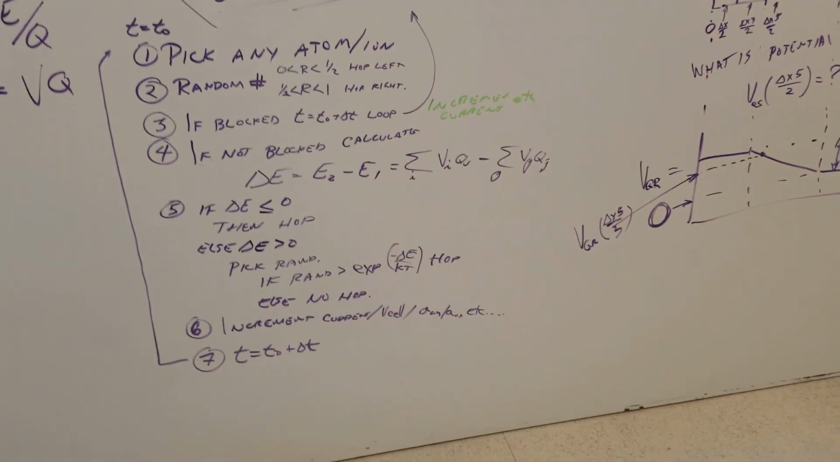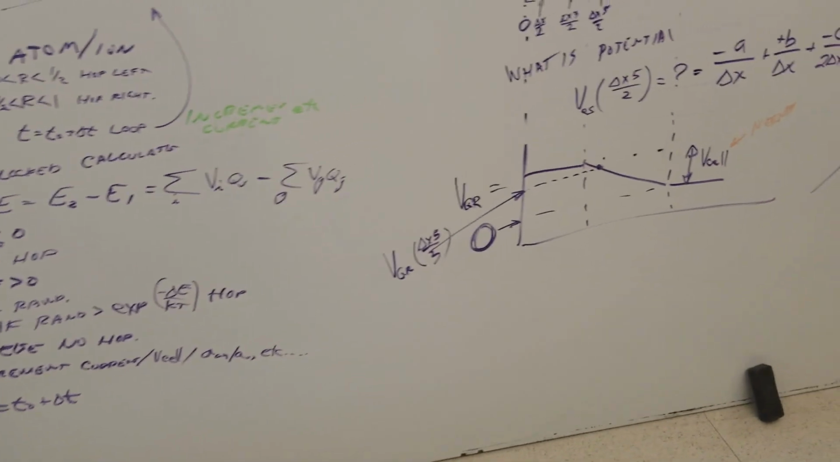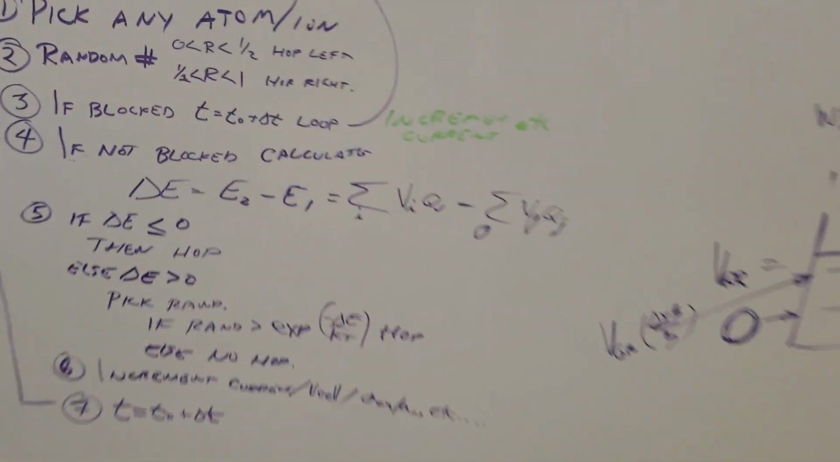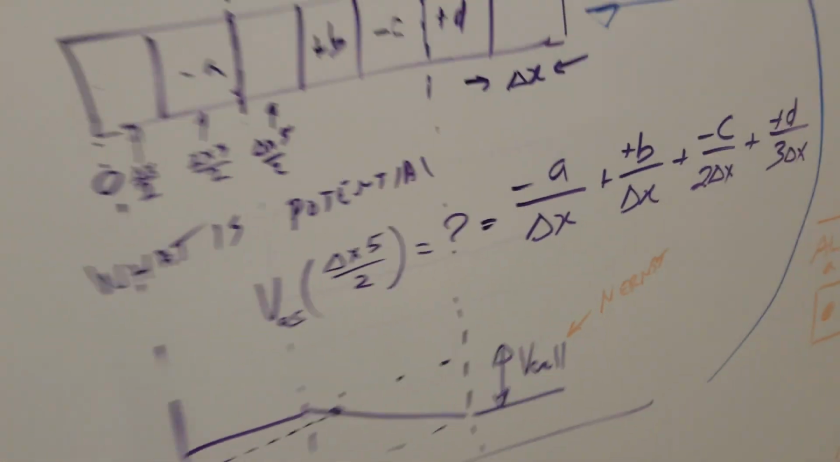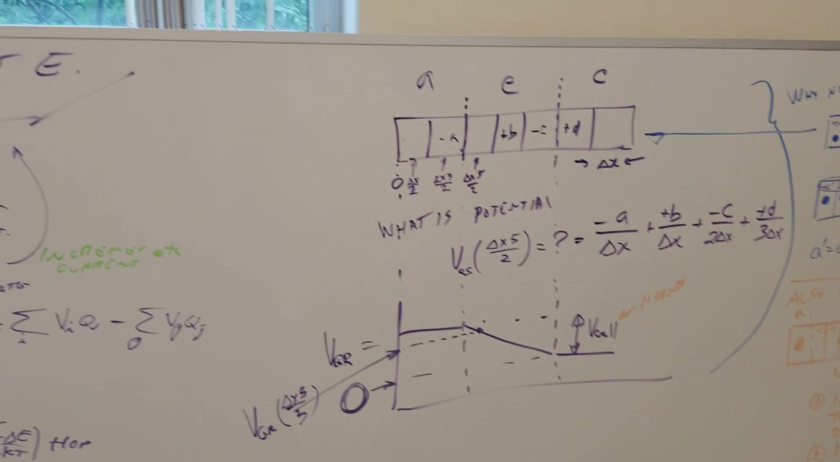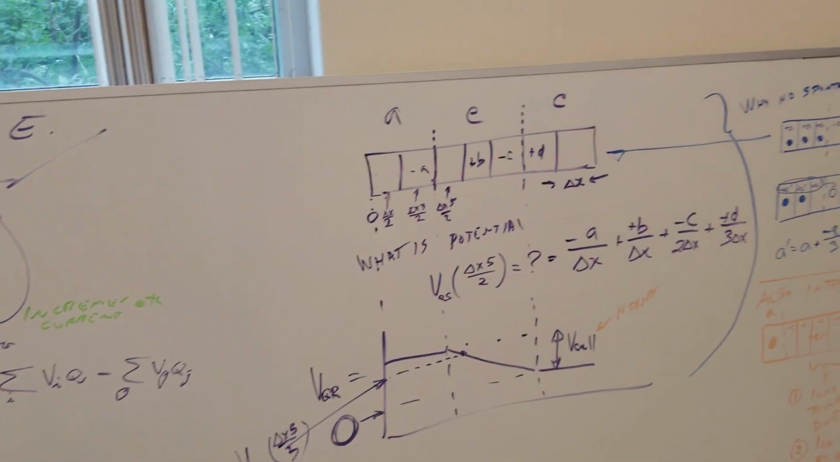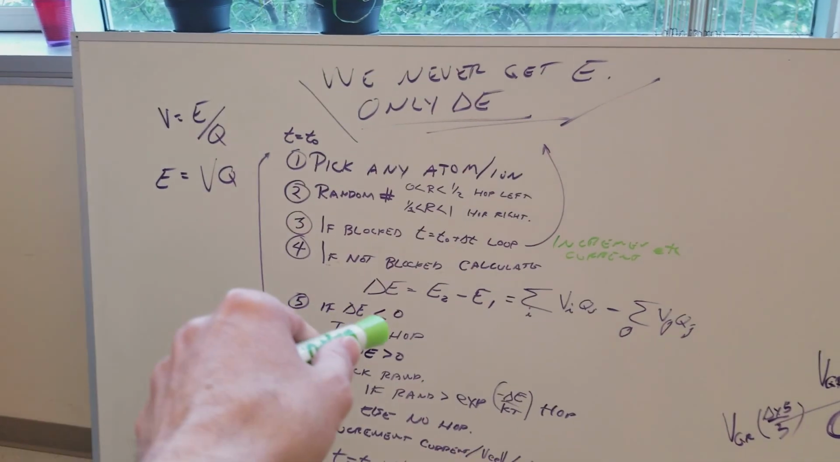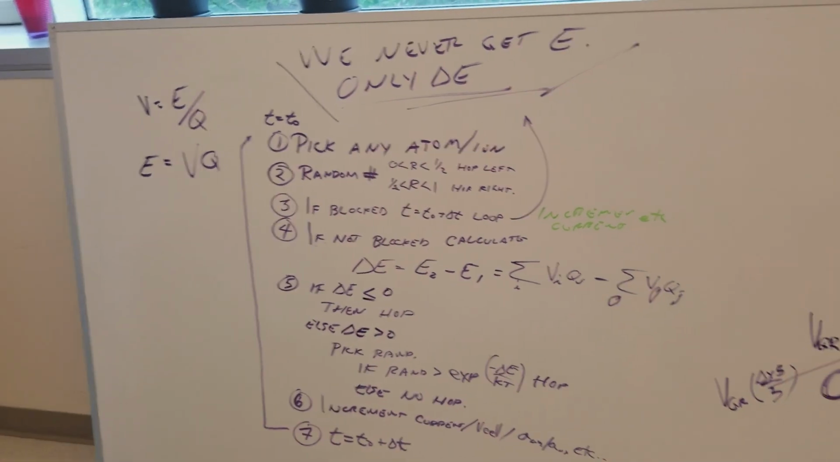The system evolves. This V cell here is coming from the Nernst equation. So as ions move, the potential changes, and that change in the potential will then impact the ΔE and the rate that these things are occurring.